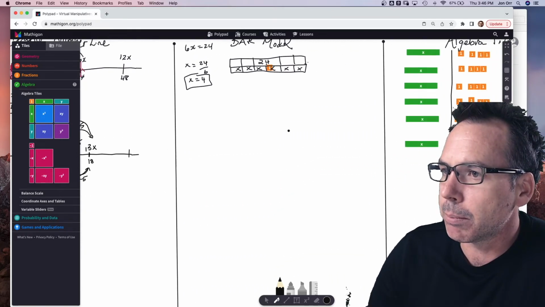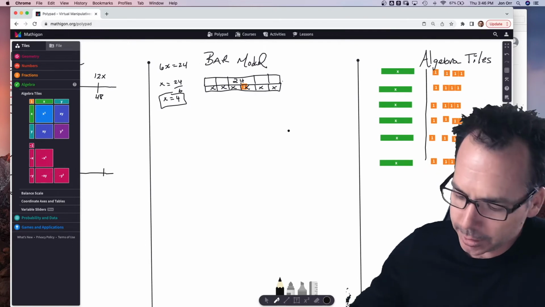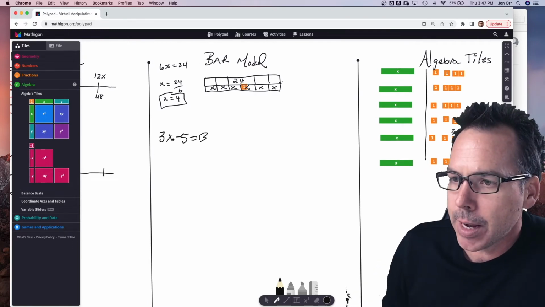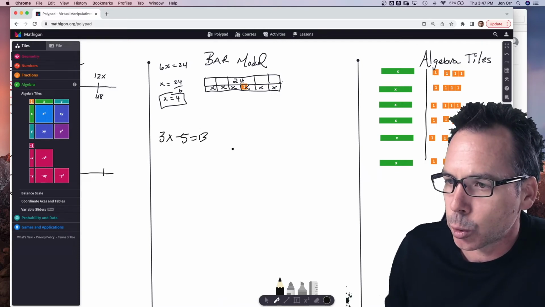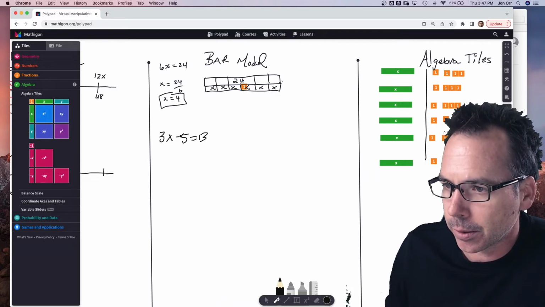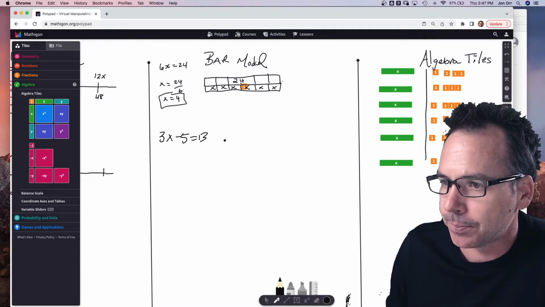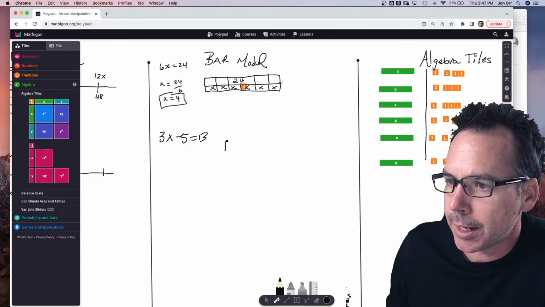All right, moving on to the bar model. What's this look like on a bar model? Okay, so I've got 3x, but I'm going to take away 5, and that's equal to 13. So what does that model look like with subtraction here, or in the equivalency up to 13? That's an interesting model here.